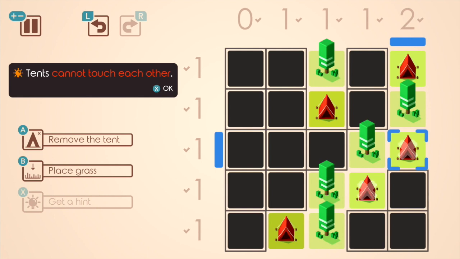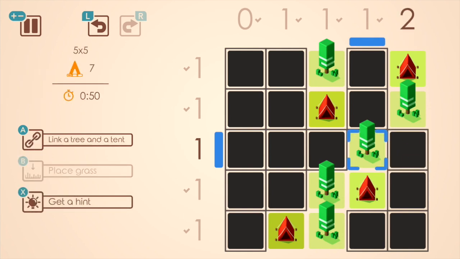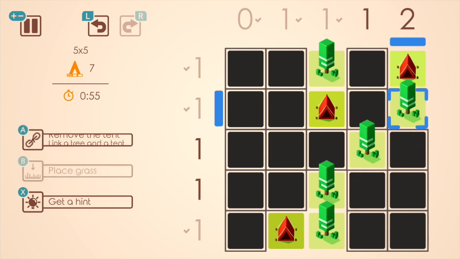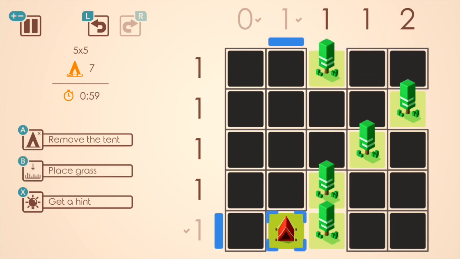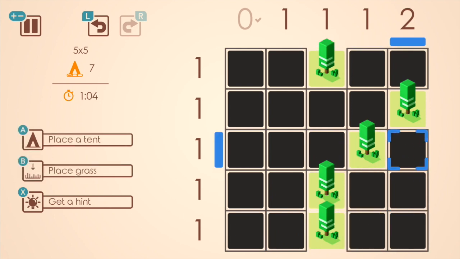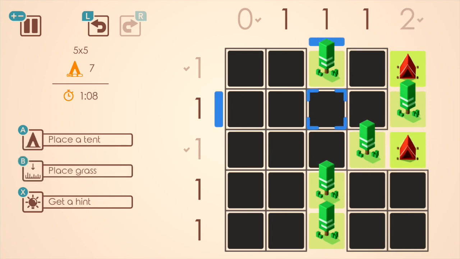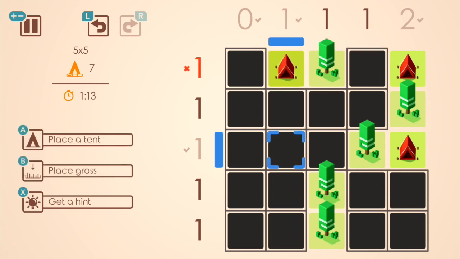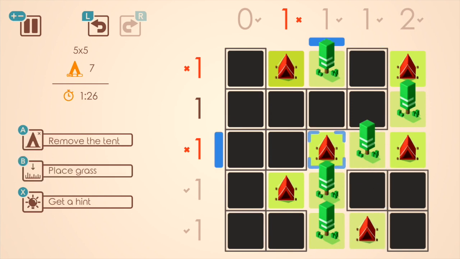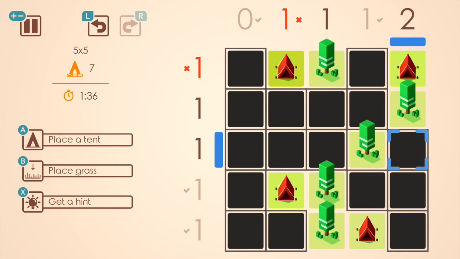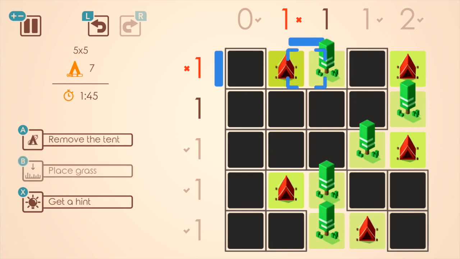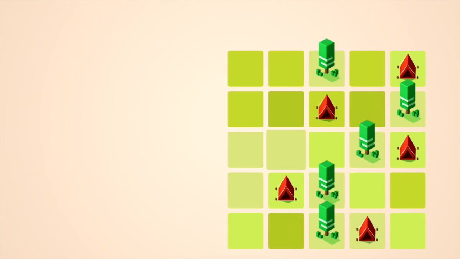Tents can't touch it. Well, they're not really touching each other if they're on a diagonal, are they? Boo. No, it has to go that way because this is 2 that goes there. Alright, so someone else is the problem. There it is.